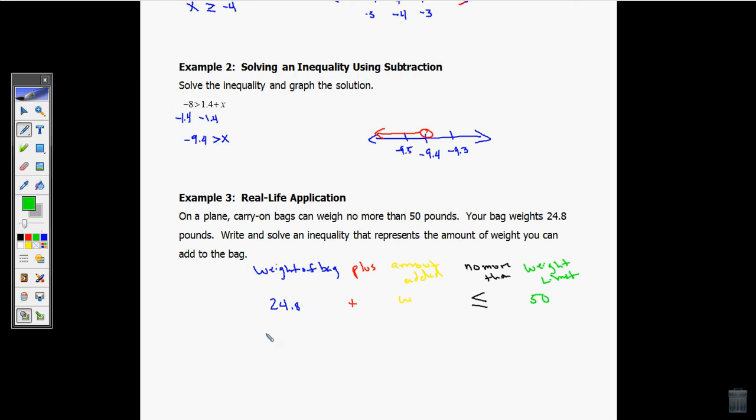I'm simply going to, let's do this in red, subtract 24.8 from both sides. And what do I get? I get W has to be less than or equal to 25.2. Very good. So I can add 25.2 pounds to my bag and still be within the weight limit, either equal to 50 or less than. Awesome. That is the end of this one.